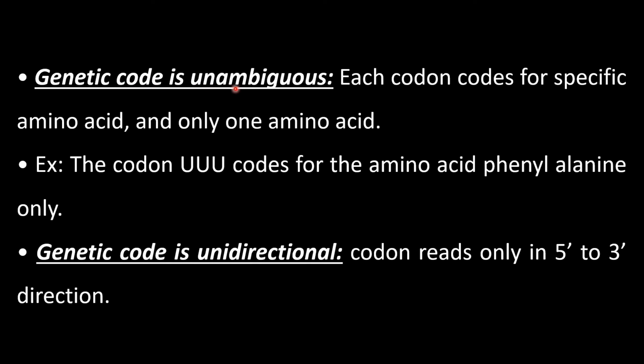Genetic code is unambiguous. Each codon codes for a specific amino acid and only one amino acid. The codon UUU codes for the amino acid phenylalanine only. Genetic code is unidirectional. Codons are read only in the 5' to 3' direction. So these are the characteristic features of genetic code.